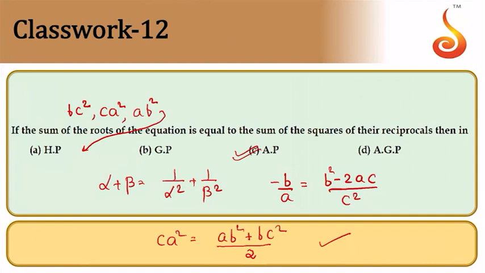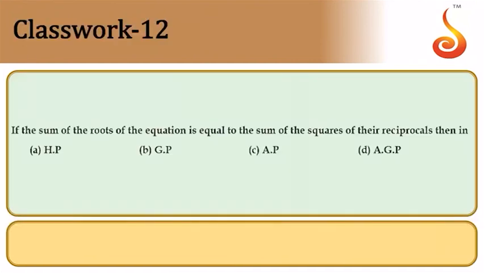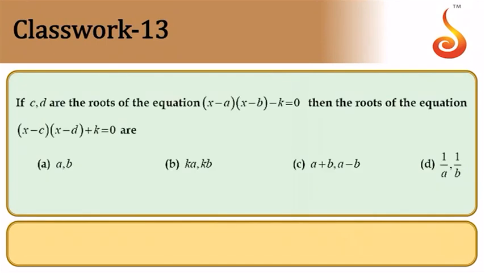Typographical error. The sum of roots of the equation is equal to the sum of squares of reciprocals, then bc square, comma, ca square, comma, ab square, that is not printed, are in AP. So they are in AP.